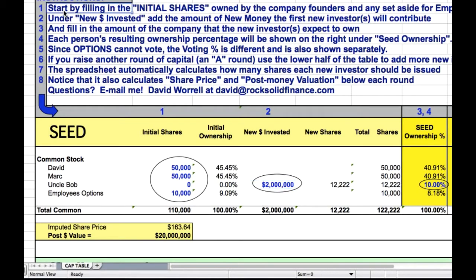And so by following these very easy instructions, you start by filling in the initial shares. You put in the amount of money invested that the new investor will contribute. And then finally, what percentage the new investor will own. So that's it. It's just that simple. There's 3 basic cells to fill in, and the calculator does the rest.